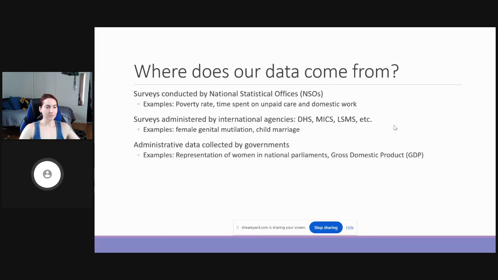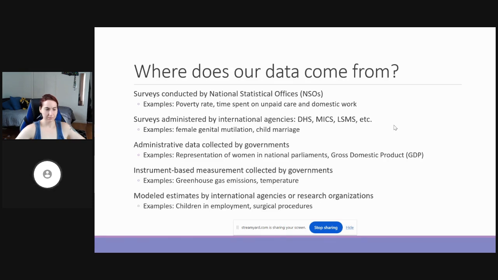Then, of course, there's administrative data that is collected by the government by default, like representation of women and men in national parliaments or what the GDP is. We get that data again from the governments. For example, for GDP data, we get that data from the government through the IMF. And then, of course, this is also data that's coming from governments, but it's instrument based. So I wanted to keep it separate because it's not focused on surveys, or it's not something that's in a register or in an Excel or through the bank. It's really like an actual instrument that's measuring temperature and so on.